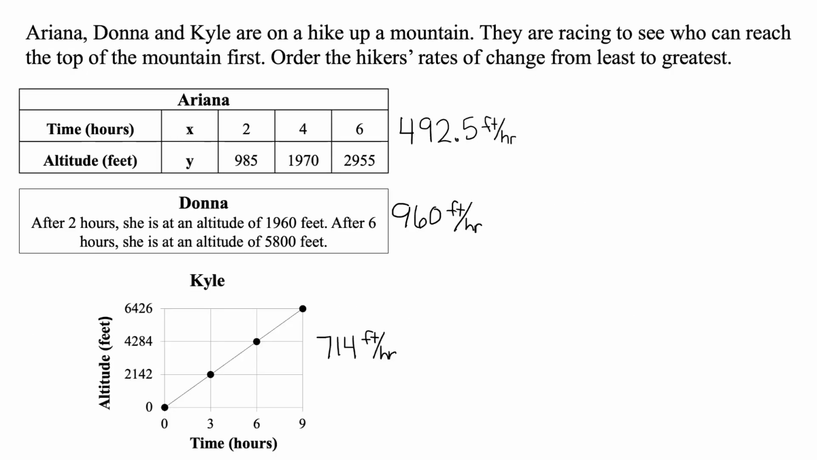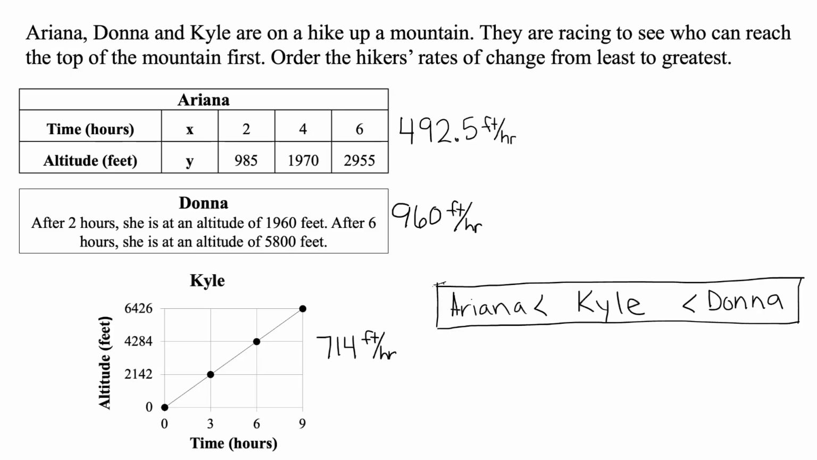Compare the slopes by ordering the rate of each hiker from slowest to fastest. Ariana's rate is the smallest, so she is the slowest hiker. Donna's rate is the largest, so she is the fastest hiker. The rate of each hiker from slowest to fastest is Ariana, Kyle, Donna.